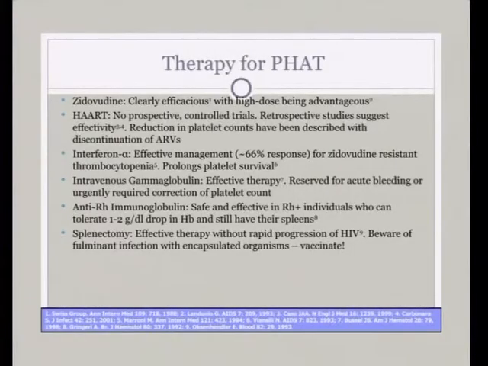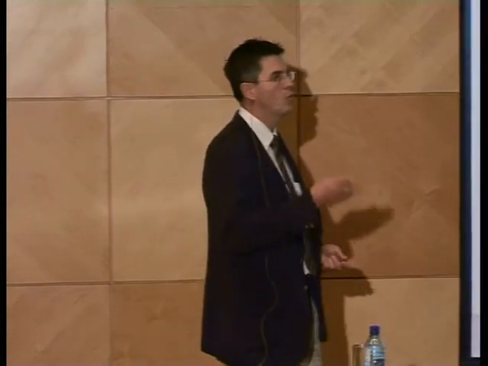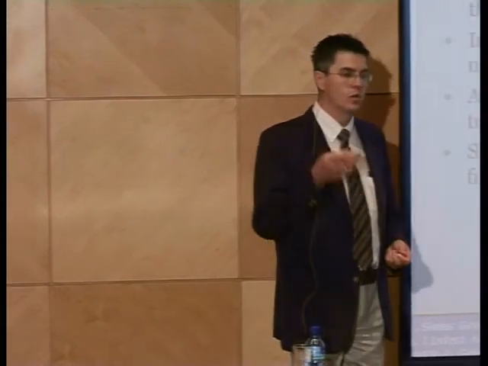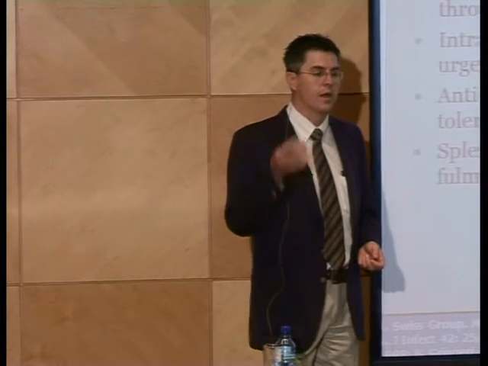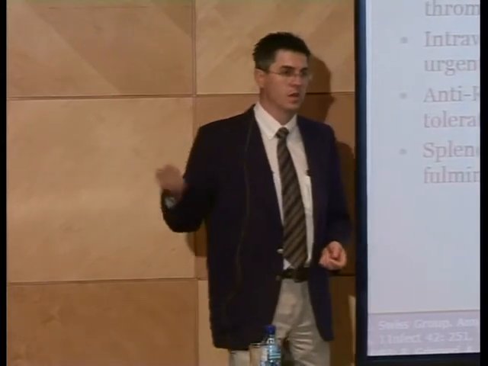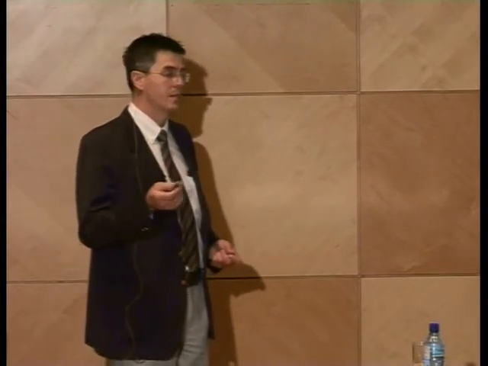And then splenectomy is also effective therapy without rapid progression of HIV. It's been shown not to cause rapid progression. But beware of the fulminant infection that you can get with a capsulated organism. And the patient needs to be vaccinated against meningococcal, pneumococcus, and Haemophilus influenzae. And you have to have your booster every 5 years. So that is important. And also, those patients should then also be vaccinated against flu every season.